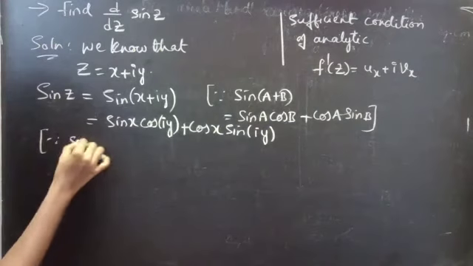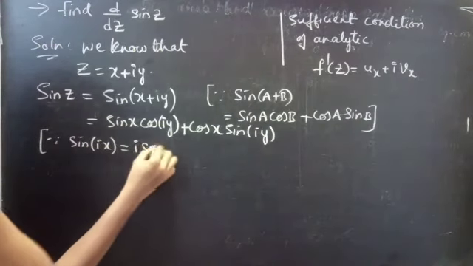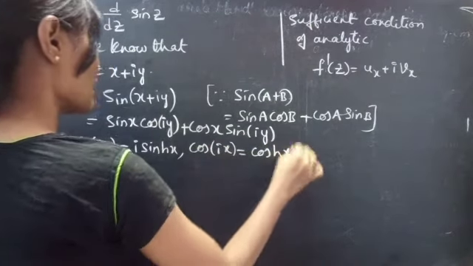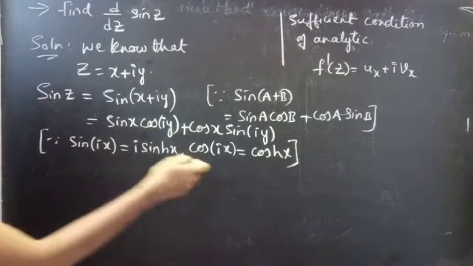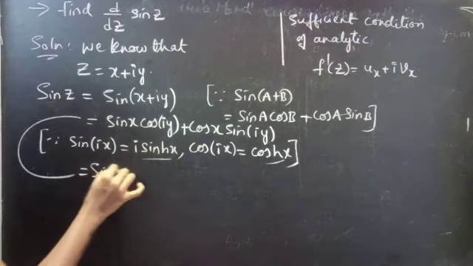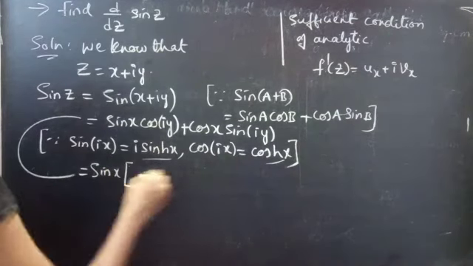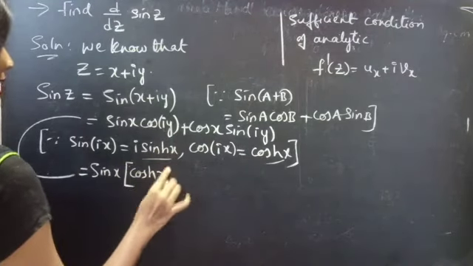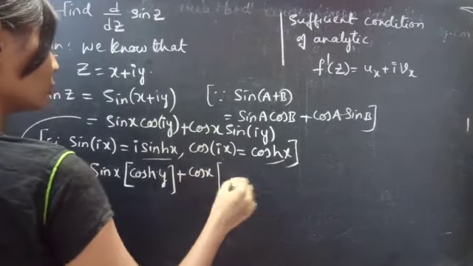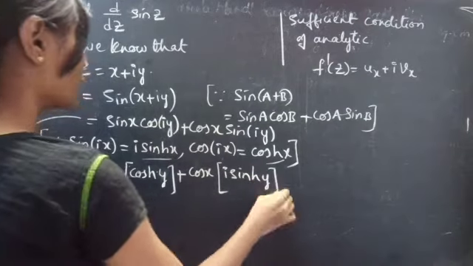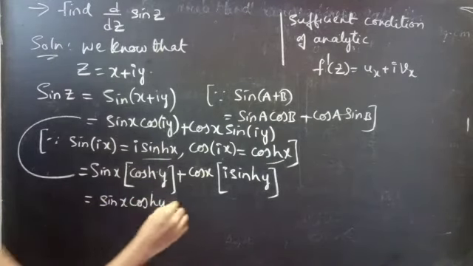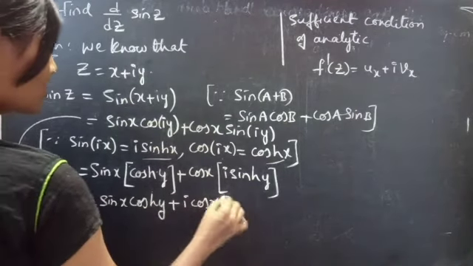Since sine iy equals i sinh y and cos iy equals cosh y, now replace cos iy by this and sine iy by this. So this becomes sine x into cosh y plus cos x into i sinh y. So this equals sine x cosh y plus i into cos x into sinh y.